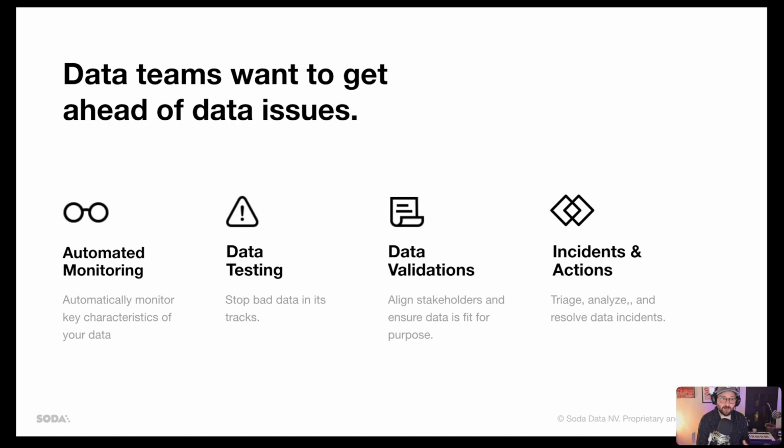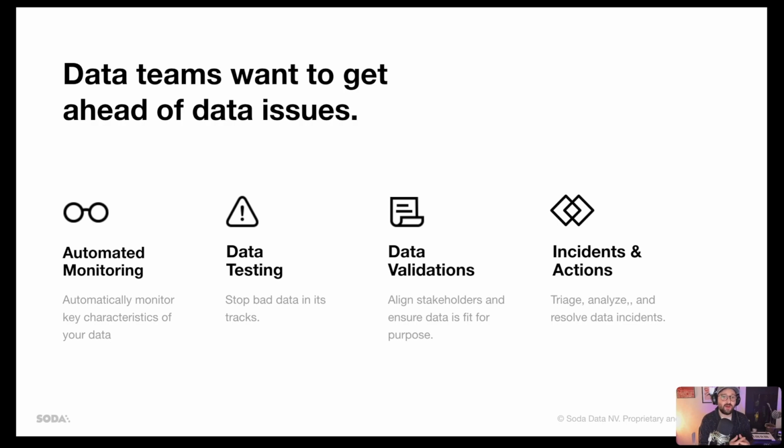The third pillar is data validation. This is really aimed at enhancing the test experience, where you as a team can collaborate on creating validations, and agree with stakeholders on what makes data fit for purpose. And finally, incidents and actions, which allows teams to collaborate and resolve data issues as a team.